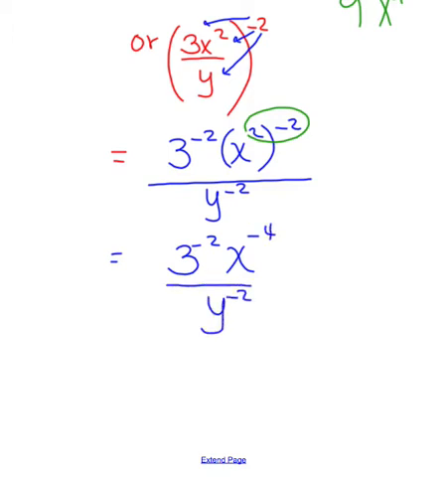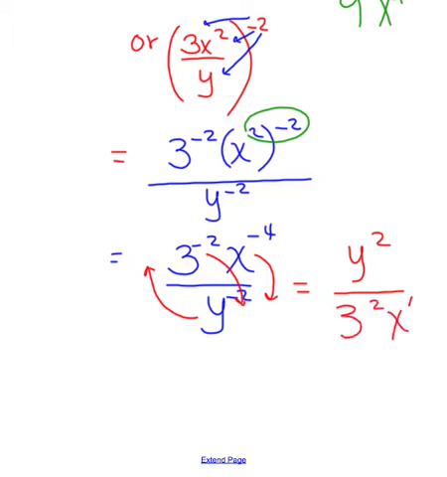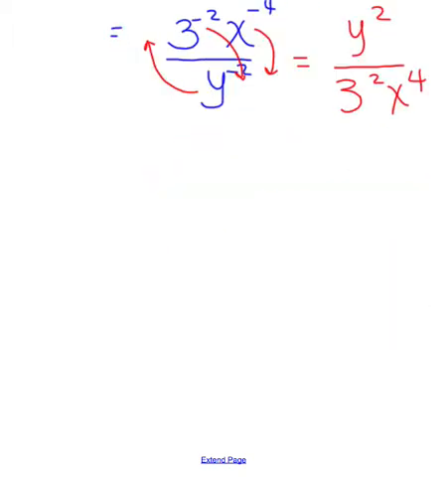Now we end up with all these negatives, so we have to flip everything. So we're going to move everything, this down, and that up. So it's y squared in the numerator, 3 squared in the denominator, and x to the 4th in the denominator. And now I just clean up this 3 squared. So I have y squared staying as it is. 3 times 3 is 9, x to the 4th.